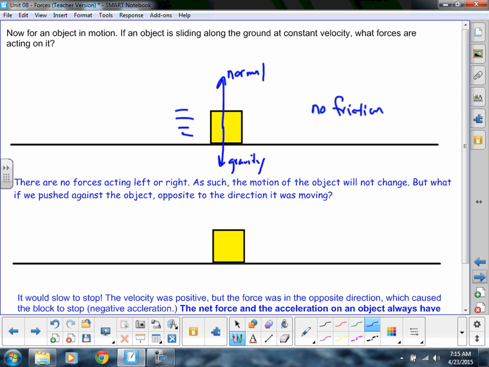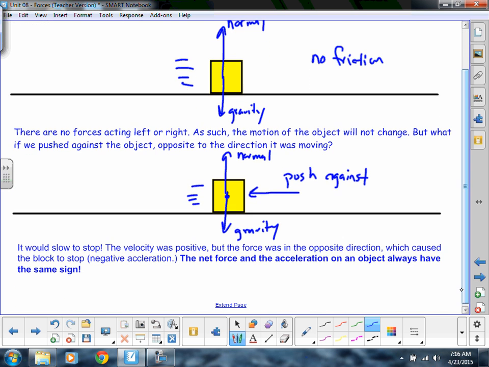Okay. But what if we push against the object that is moving? So we've got gravity again. We've got our normal. And we've got our whooshies because it's still moving to the right, and we're going to push against it now. Well, we saw this too in the broom ball activity. The ball's rolling towards that corner. You want it to turn the corner, so you start pushing against the object, and the object begins to slow down. So it would slow to a stop.